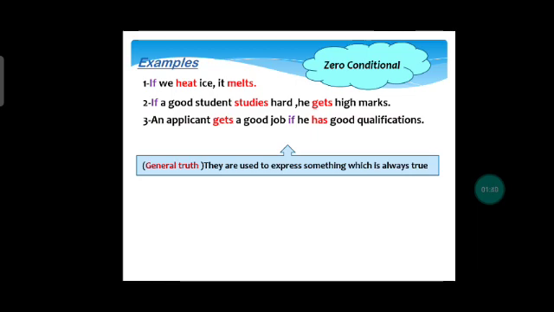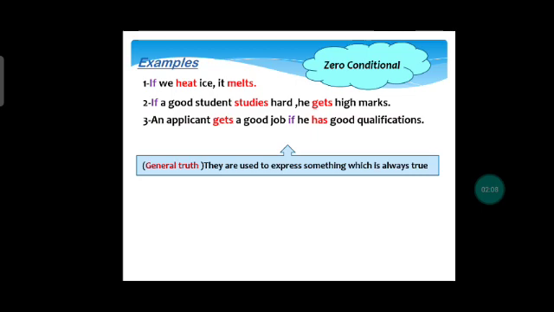An applicant gets a good job if he has good qualifications. Pay attention to something which is very important here, that the present simple can be one of the following forms. The verb ends in s, es, ies with he, she, it, or any singular noun. Infinitive with we, you, or any plural noun. Don't or doesn't plus infinitive. Have or has plus noun.